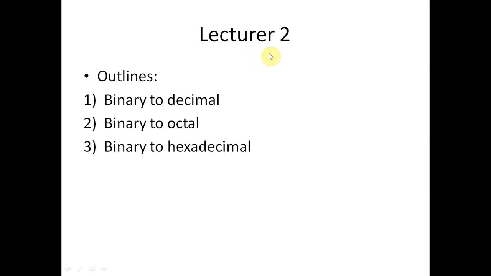In the second lecture, these are some outlines. First, binary to decimal conversion. Second, binary to octal, and third, binary to hexadecimal. In the second lecture, we will study the conversion methods from binary to decimal, binary to octal and binary to hexadecimal.